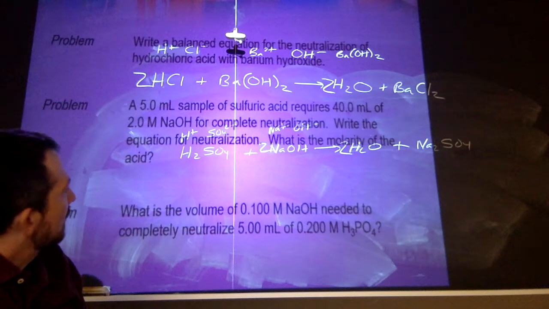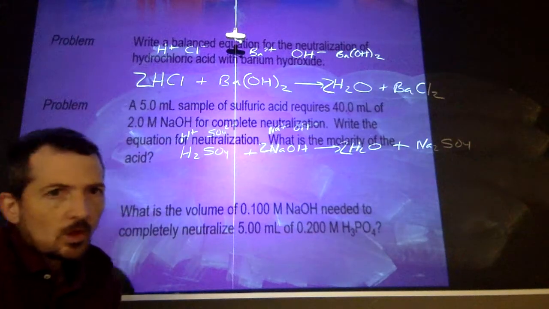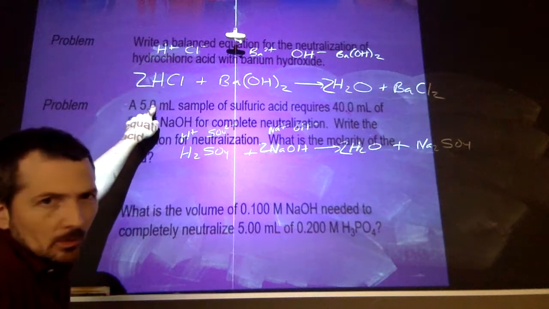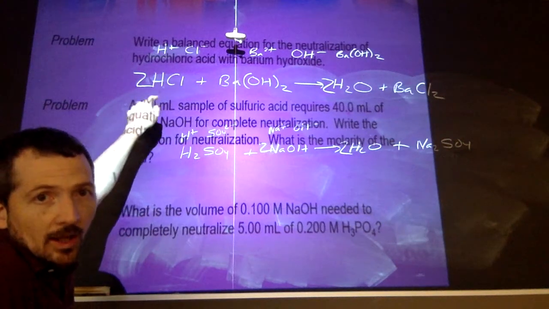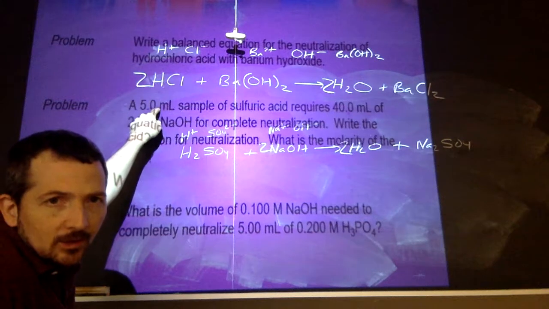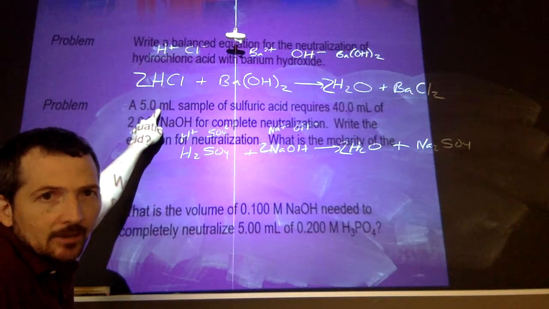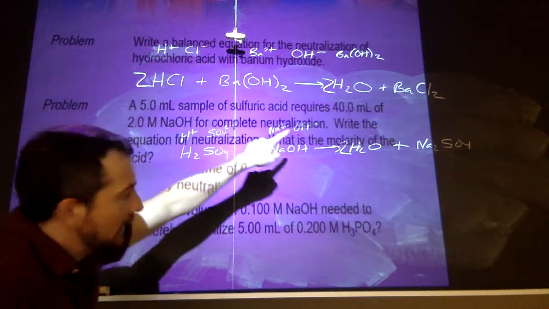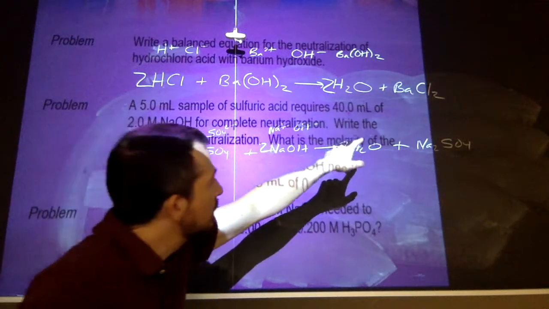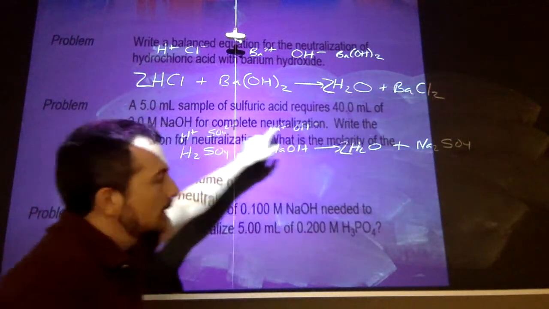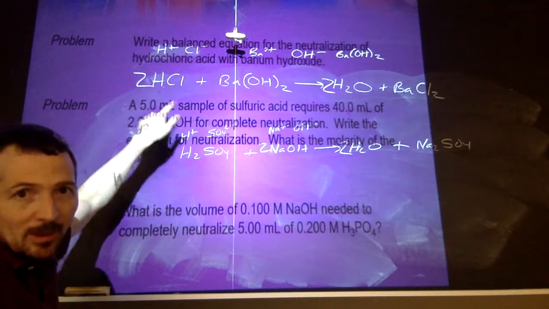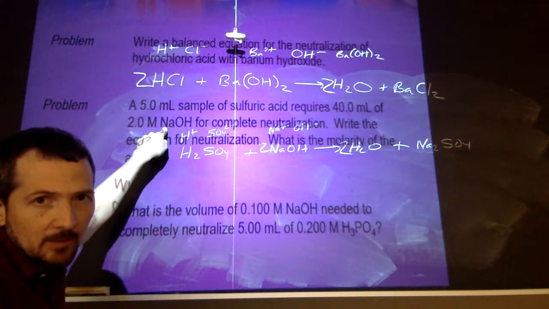Now I'm asked to find the molarity of the acid. So I'm given the volume of the acid. I need to find the moles of the acid so I can find the molarity of the acid. So how I do that is I'm going to start with, well, I'm given the volume and the concentration of it. Because I'm given volume and concentration, I can find moles.